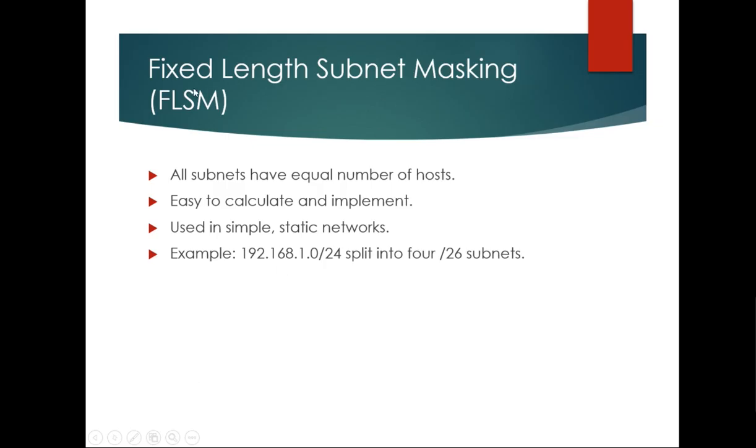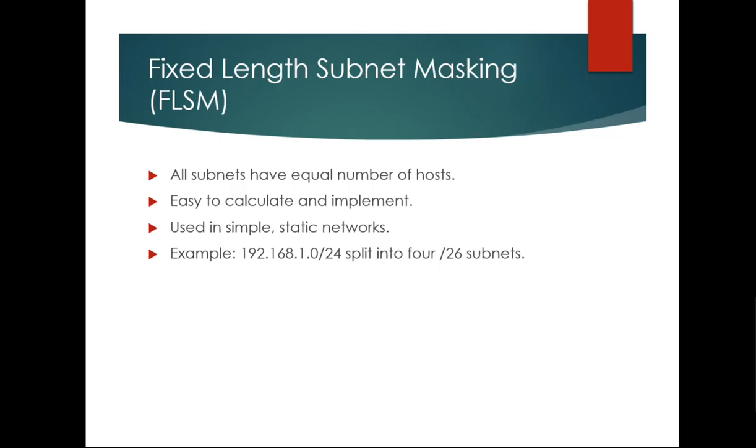Let's see next. This is fixed length subnet masking. In assigning subnets, there are different types, and the first one is fixed length subnet masking. For example, as I explained in the first case, if it requires 10 PCs, the others have to be secured or kept unutilized. That is one kind of fixed length subnet masking. All subnets have an equal number of hosts, are easy to calculate and implement, and are used in simple and static networks.